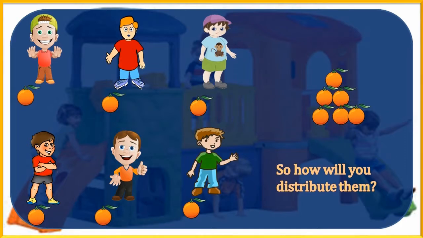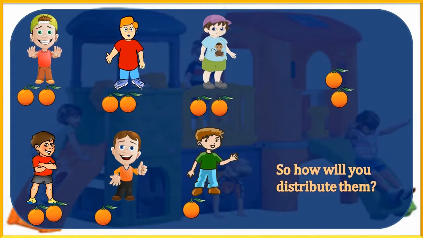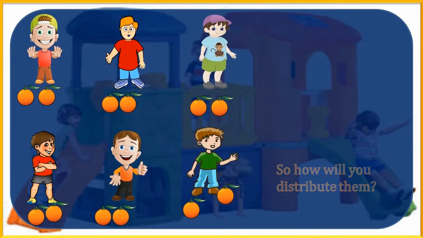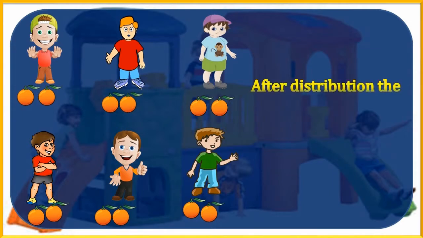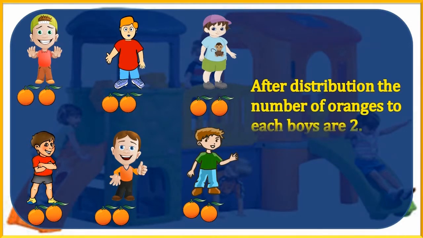So again, give 1 orange to each boy. Now, all the oranges are given away. And after distribution, the number of oranges for each boy is 2.